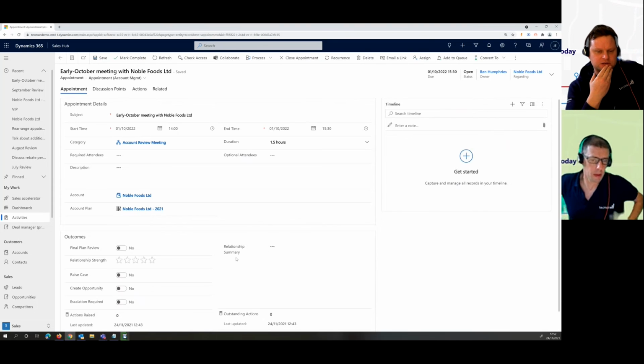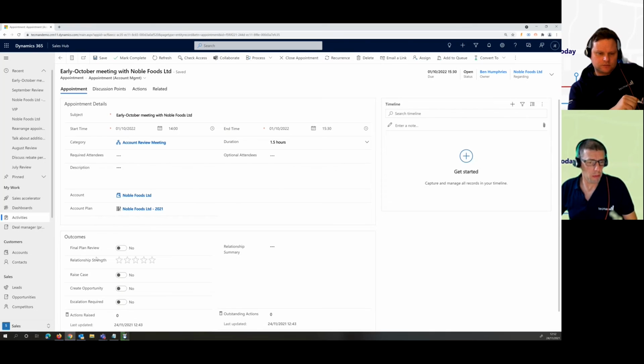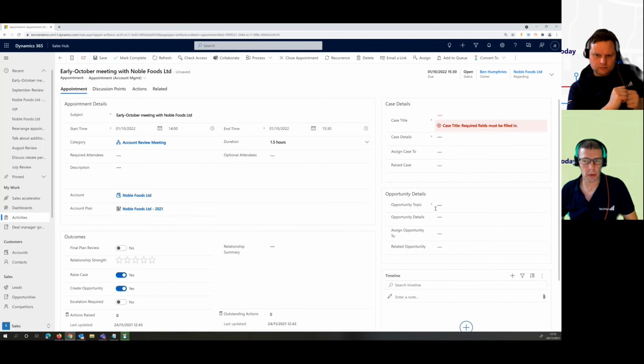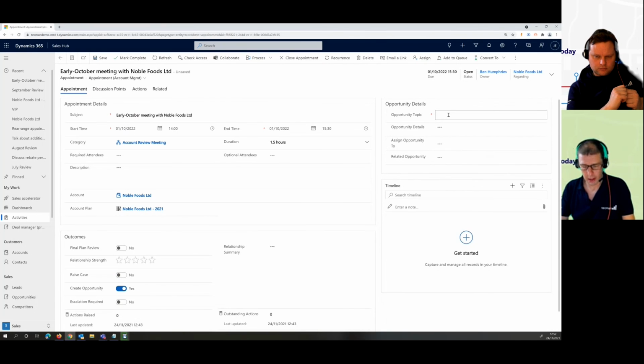So one of the things that we've got on here is this idea of raising other records. We have this idea of raising a case, and if I click yes on that, we're just using some process to simply show these case details. You could enter a title, details, where it's going to go to, and we could also create an opportunity that's showing itself here, to be able to add things in.